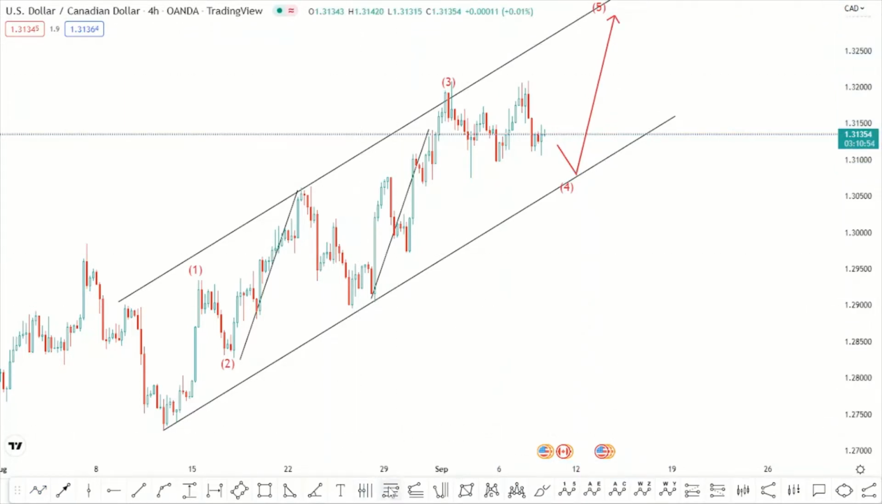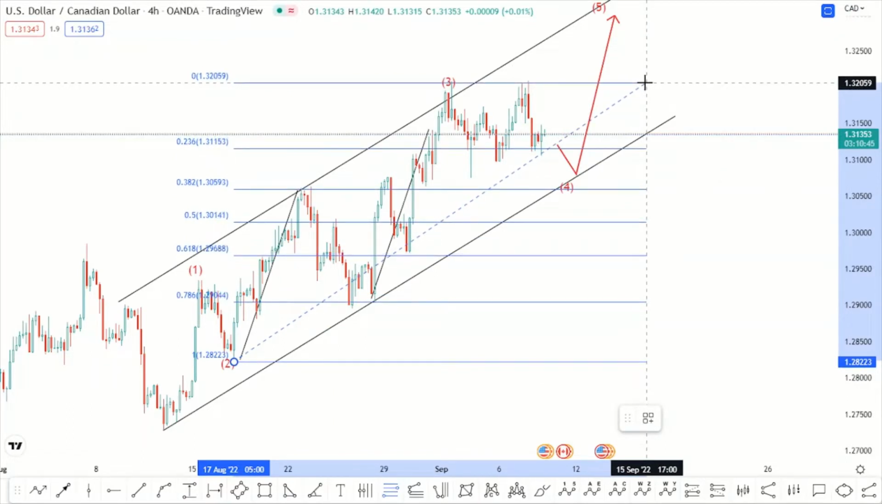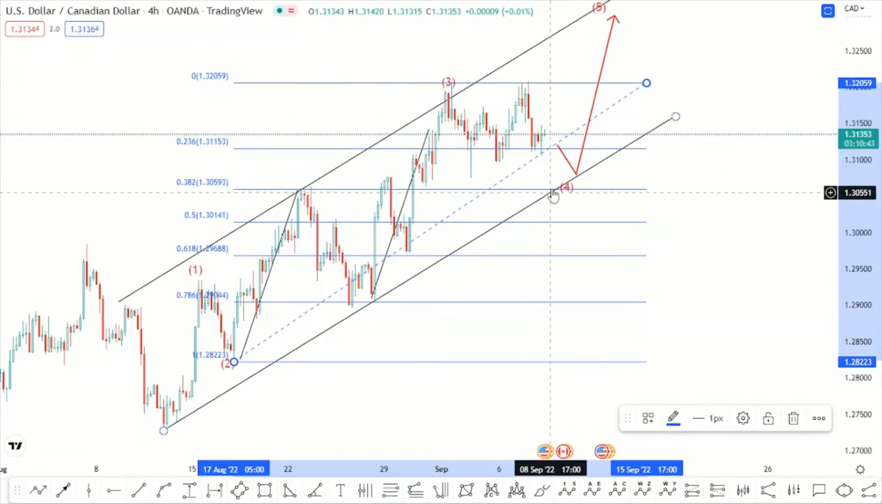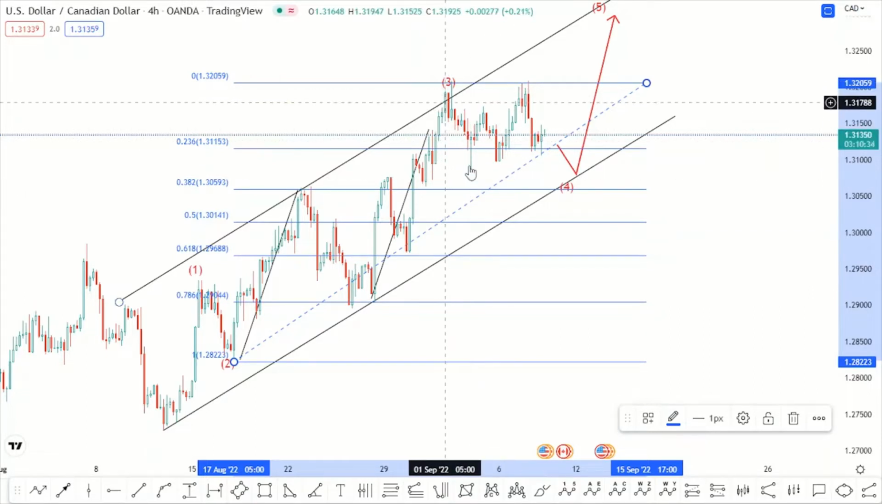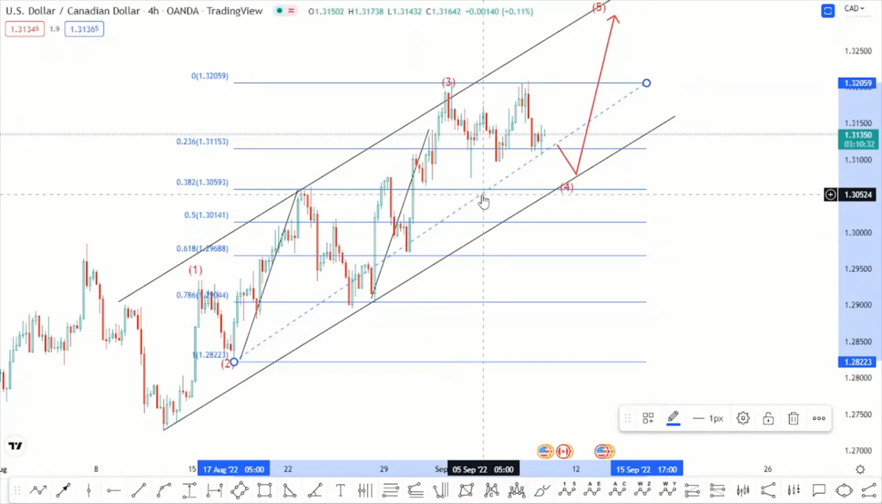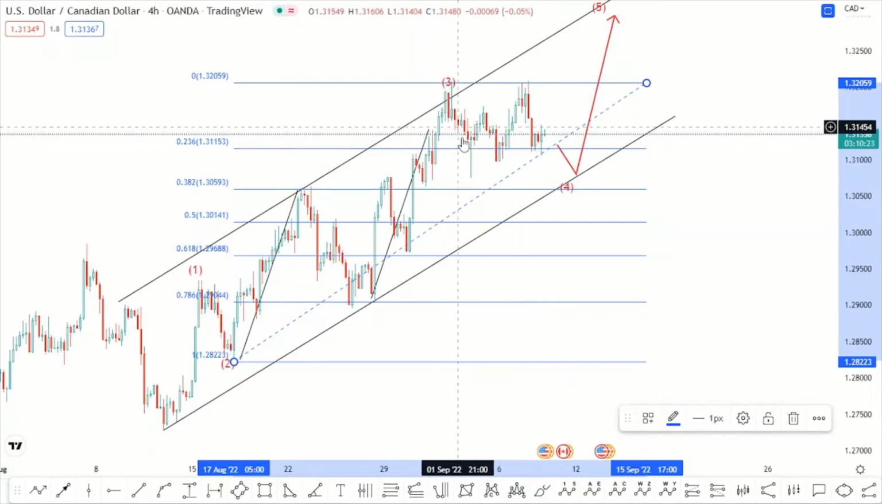Let me check using a Fibonacci. This is 38%, right? So it should turn somewhere over here before continuing, or maybe even just shoot up straight, because already it went this far from this point up to this point. But we just need 38% of a clean ABC. Not this one. This one just shot straight.